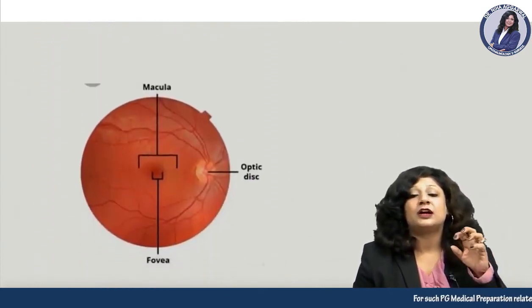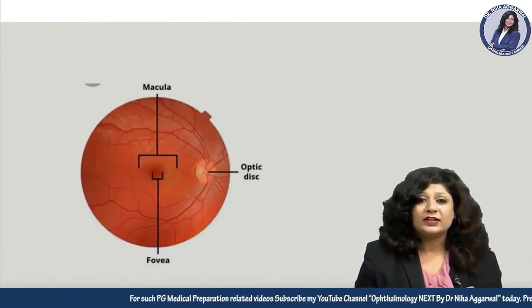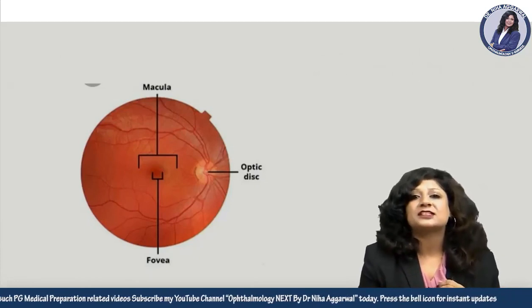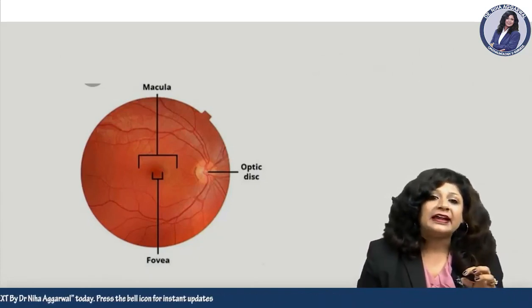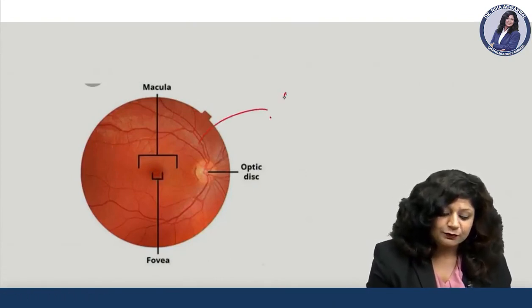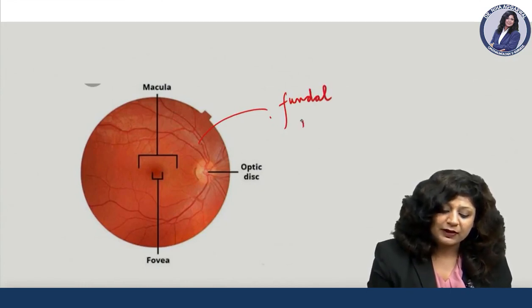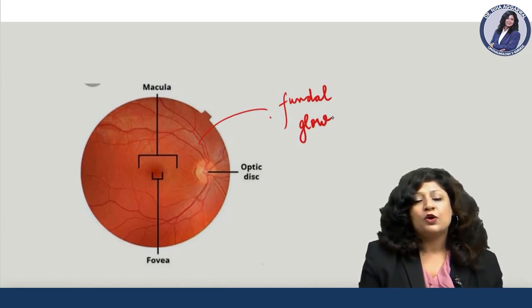Here I have tried to concentrate on the central retina. What is the central retina? The optic disc and macula mainly constitute the central retina. And here you will get a bright fundal glow. Now, whenever I talk about the fundus, we usually talk about the fundal glow. What do you mean by this fundal glow?